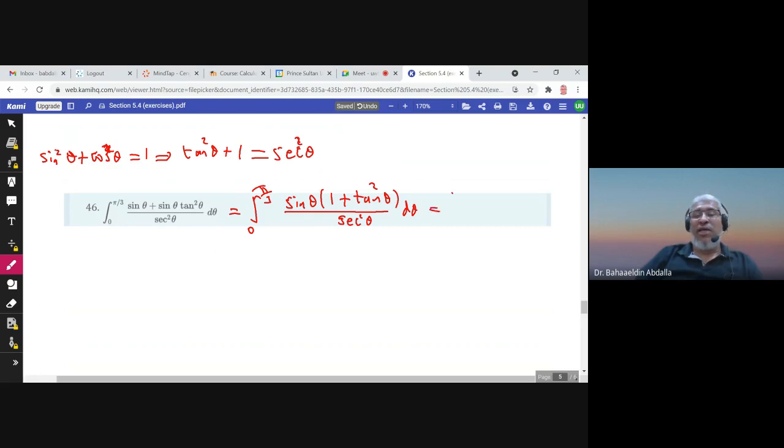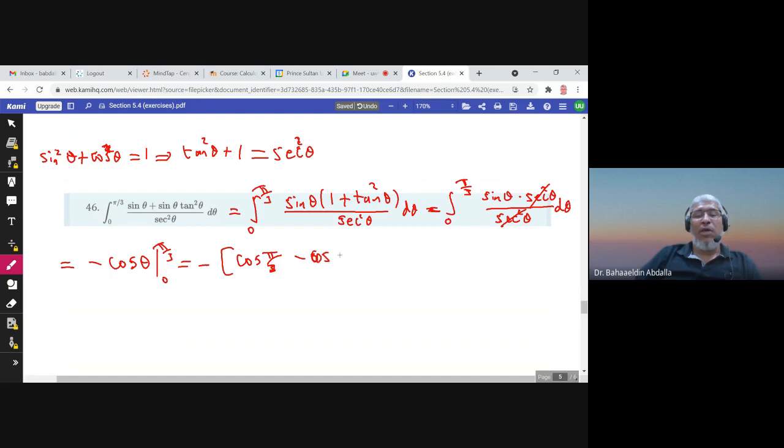So I can write this as integral from 0 to pi over 3 of sine theta times secant square theta over secant square theta. I cancel these two. And the integral of sine is negative cosine, because the derivative of cosine is negative sine, from 0 to pi over 3. So the answer would be negative. Replace theta by pi over 3 and then replace theta by 0.